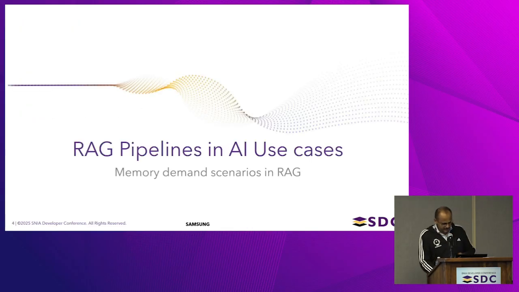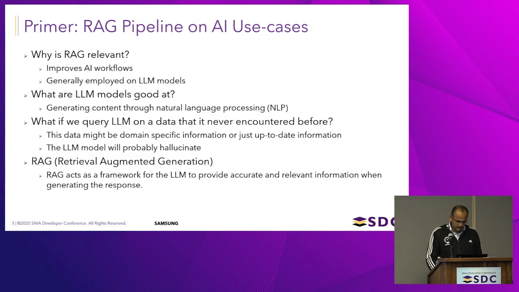So we'll start with the RAG pipeline in AI use cases. Why is RAG relevant? RAG is a pretty popular term these days. It's an important technique in AI workflows. We know that RAG improves AI workflows, particularly large language models.